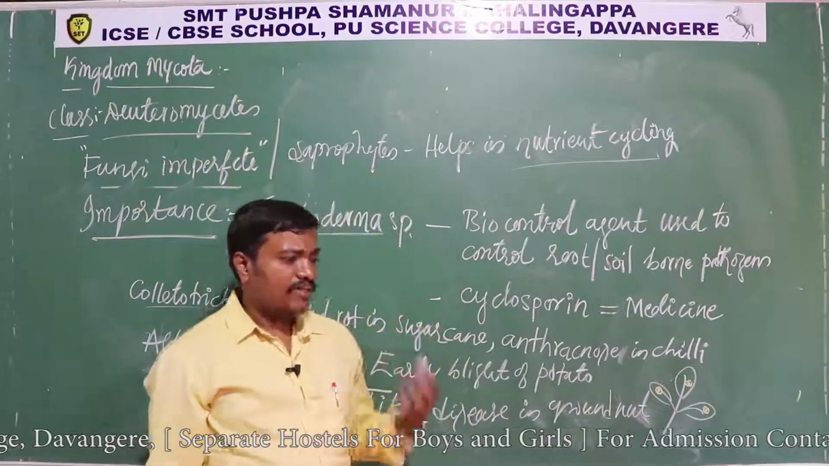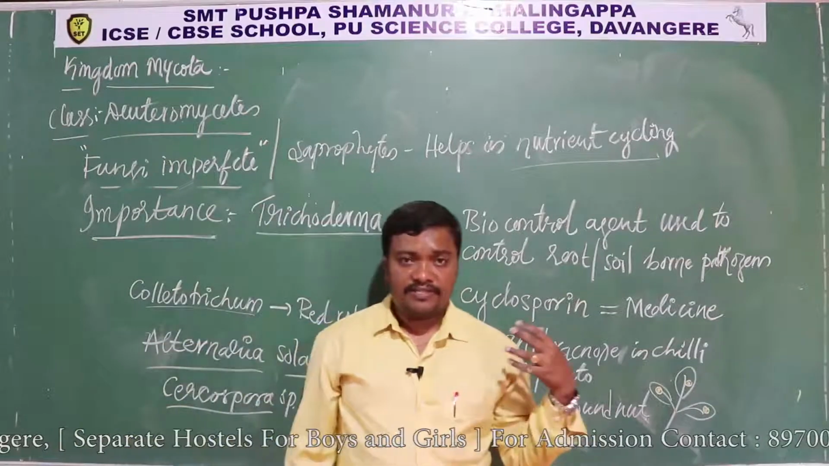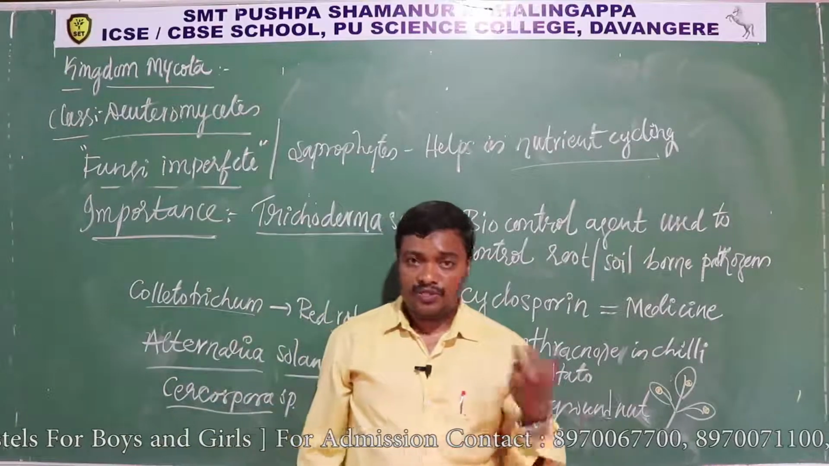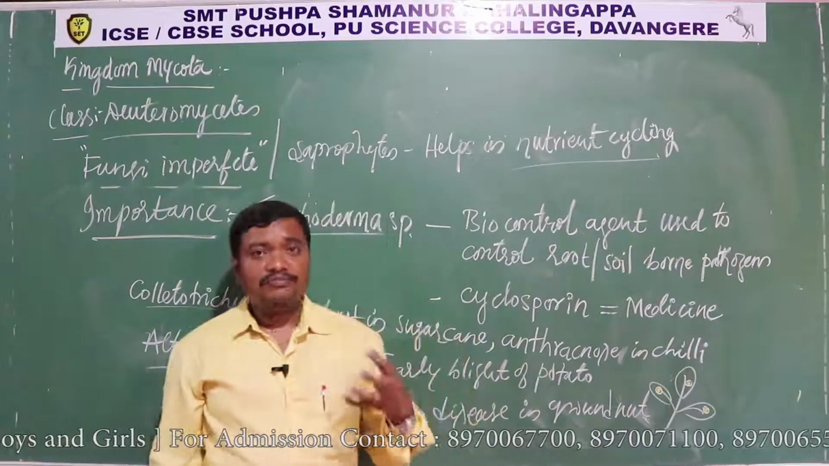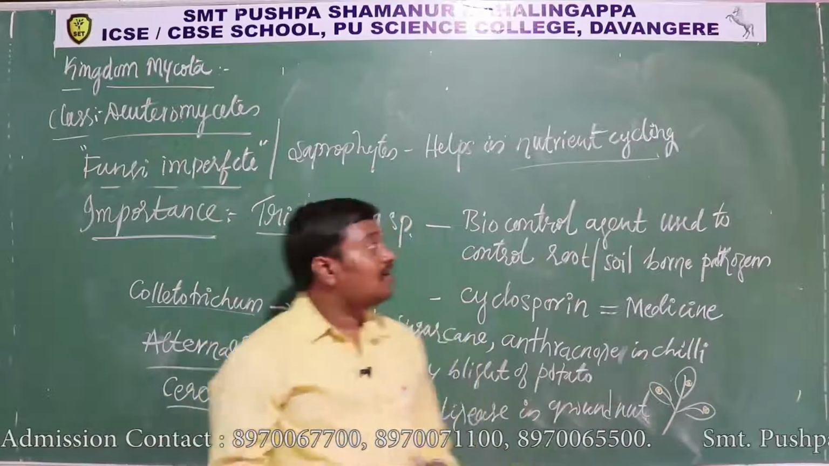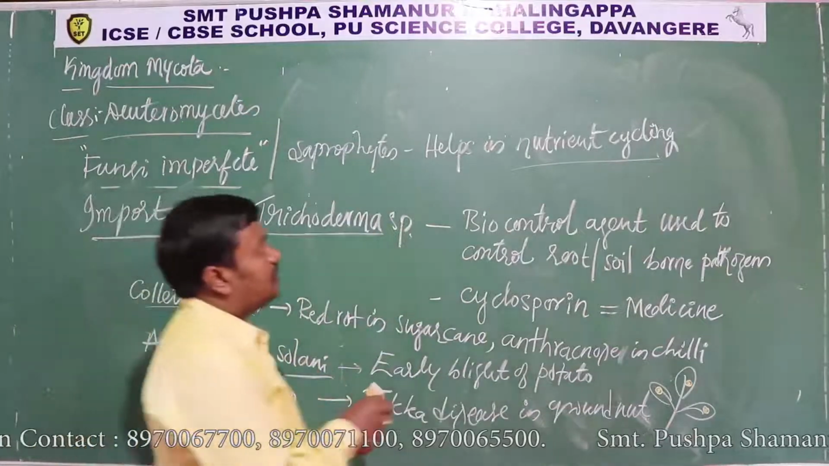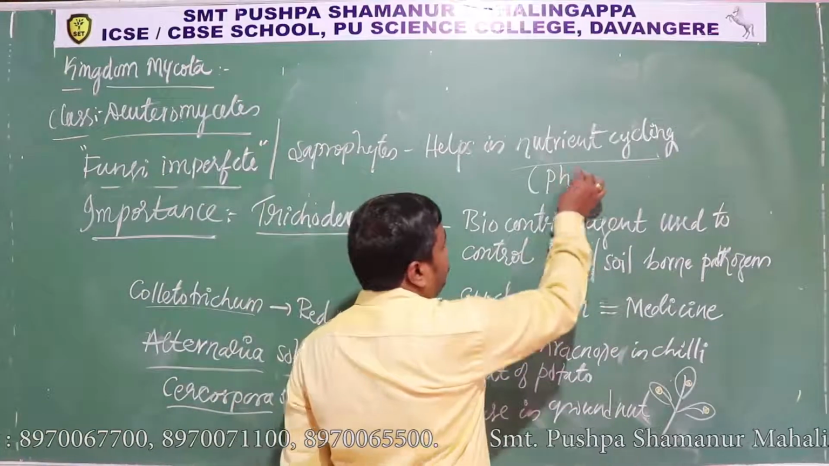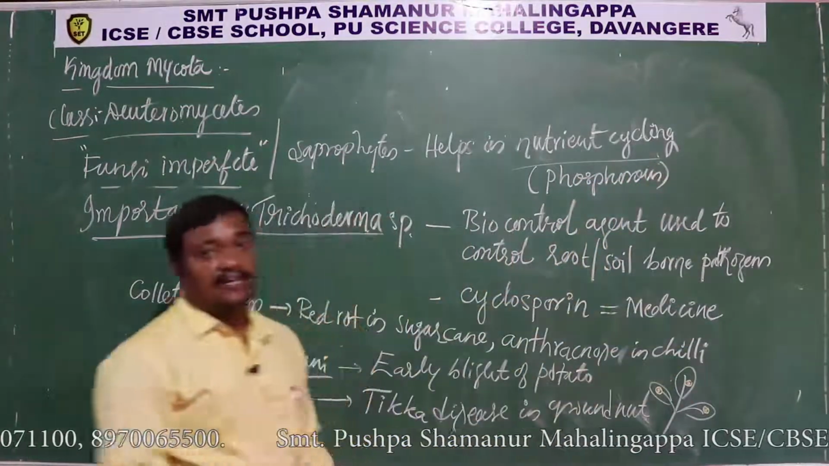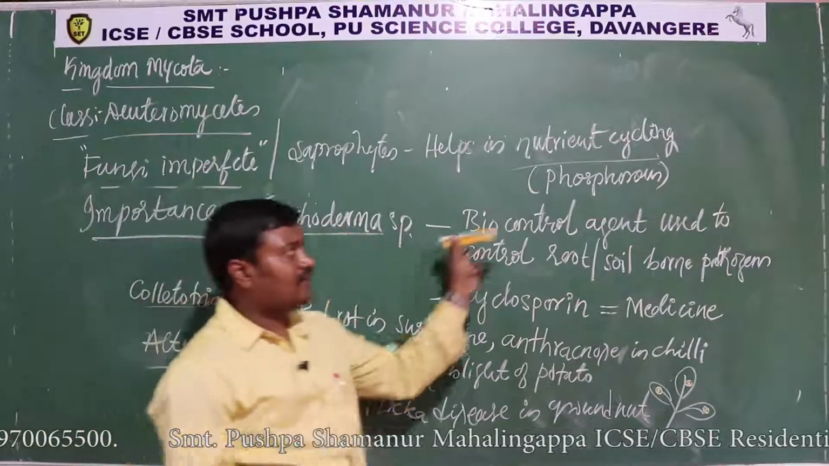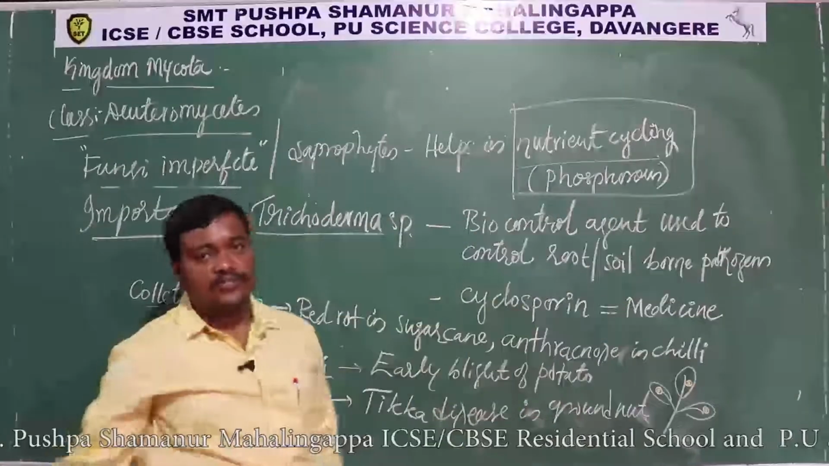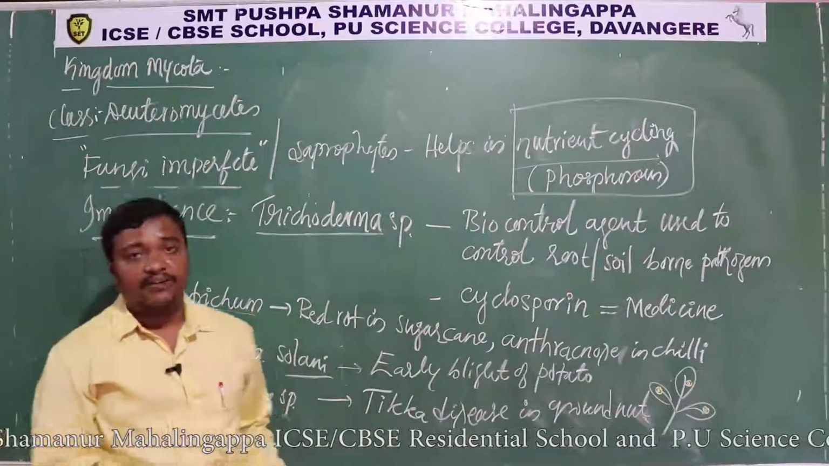Okay, so most of these fungi are found in the soil or as parasites on other organisms. As decomposers, we can find them, and some are found in symbiotic association in lichens. The main role of fungi in nature is that they help in nutrient cycling. Most often, they help in phosphorus recycling. Not only Deuteromycetes, all fungi help in nutrient cycling, especially phosphorus recycling.